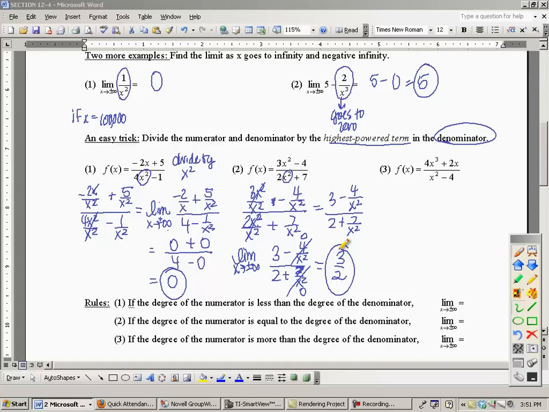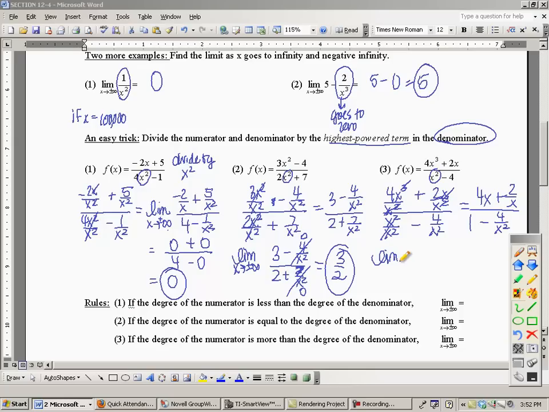Let's try one more just to make sure. We're going to divide by x squared. So 4x cubed all over x squared plus 2x over x squared, all over x squared divided by x squared minus 4 over x squared. All right, let's do some canceling. 2 cancels with 2, so I have a 4x. This one cancels with 1 here, so I have a 2 over x. This gets me 1 minus 4 over x squared.